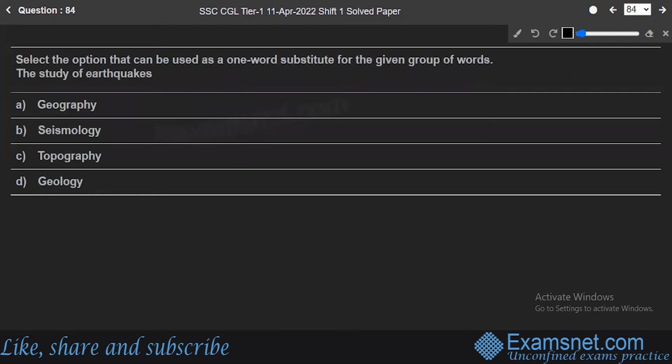Next, question number 84. Now, in this question, you have to select the option that can be used as a one-word substitute for the given group of words. The study of earthquakes. Is it geography, seismology, topography, or geology? The most appropriate answer for this one, see, you have to do the study of earthquakes. Is it geography? Let's see the meaning of geography. It is the study of the world's surface, like its physical qualities, climate, population, everything.